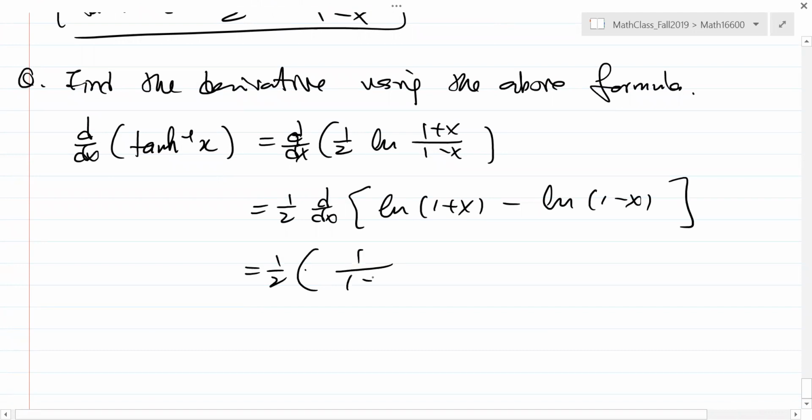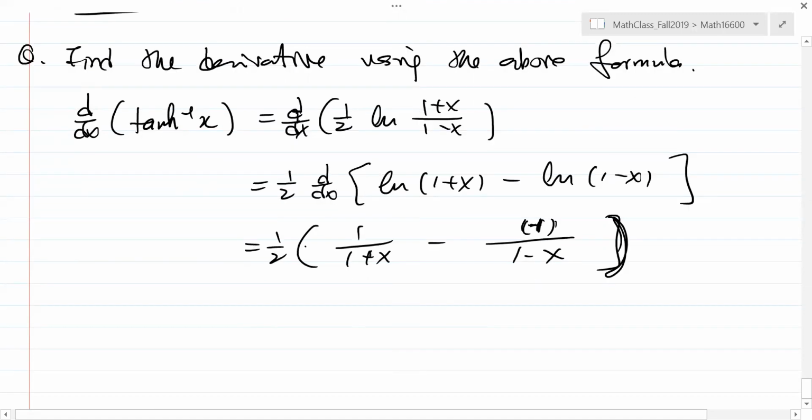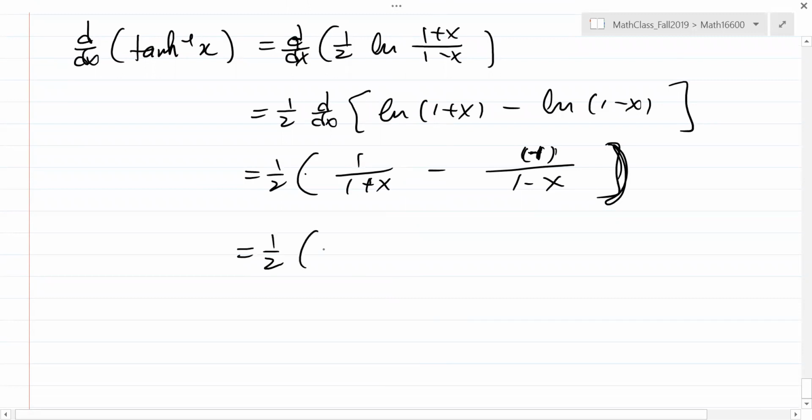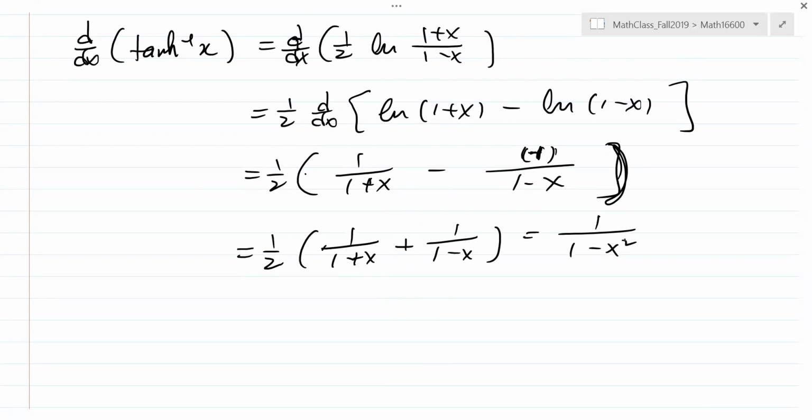The first one is 1 over 1 plus x. The second one, there's a negative sign here, negative 1. Where's negative 1 from? It's from the derivative of 1 minus x. So you get this. But if we combine them, it's nothing but 1 over 1 minus x squared. So you get the same derivative we did using the derivative of the inverse function formula.